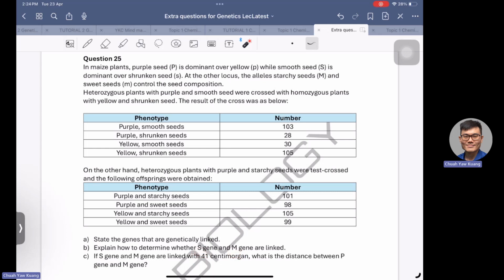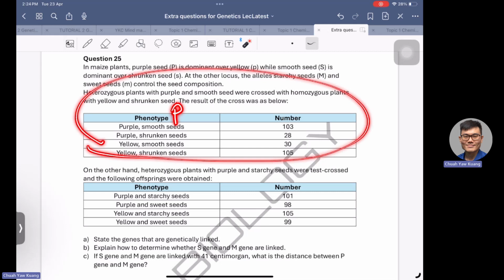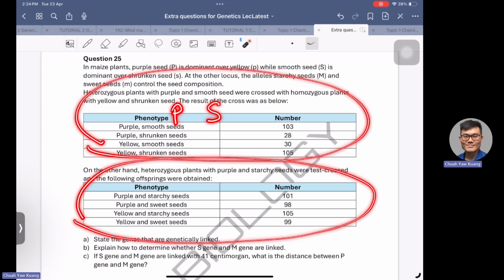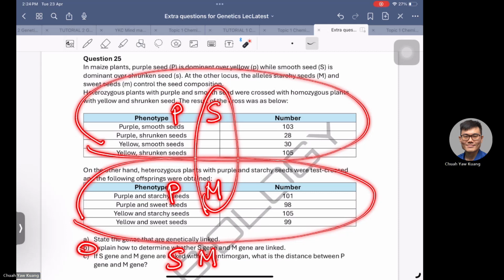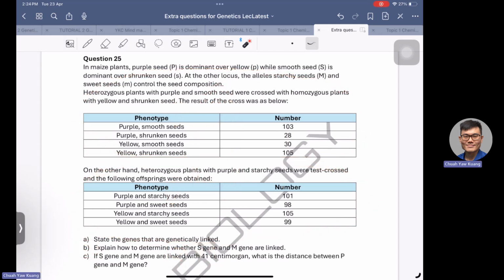Here you can see how we test whether the P gene and the S gene are linked or not. This part is testing whether the P gene and the M gene are linked or not. Now the question asks how you determine whether the S gene and the M gene are linked. You can just copy how it is done.